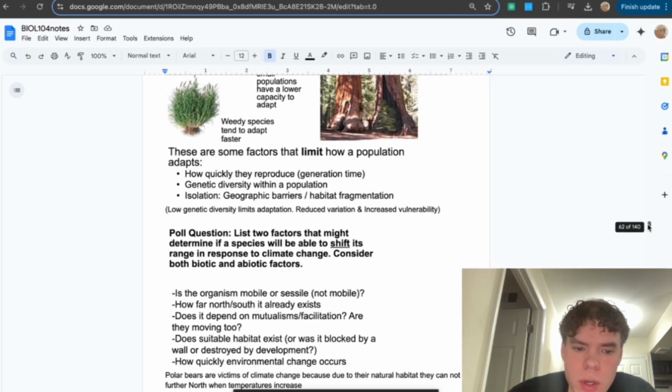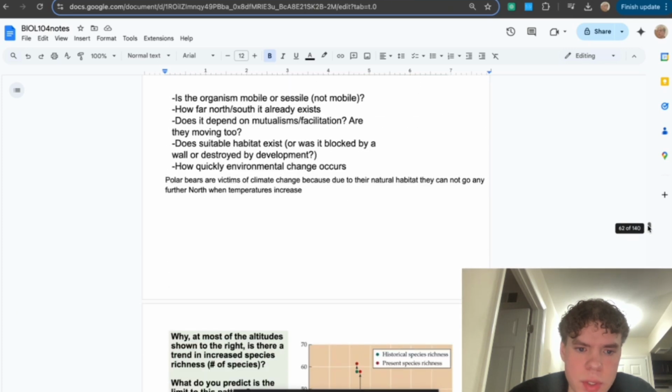I already said how far north it already exists. Does a suitable habitat exist? How quickly? I wrote here polar bears are victims of climate change because due to their natural habitat, they cannot go any further north when temperature increases.